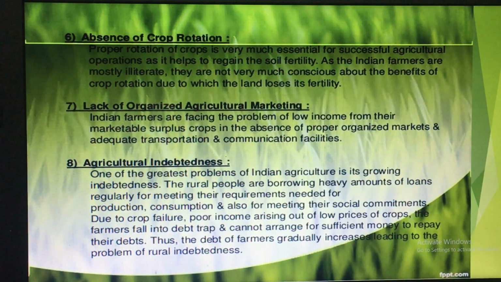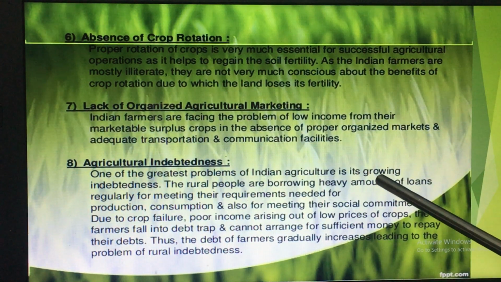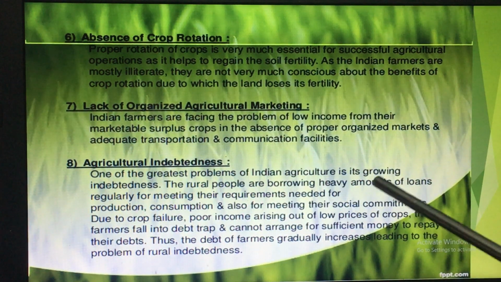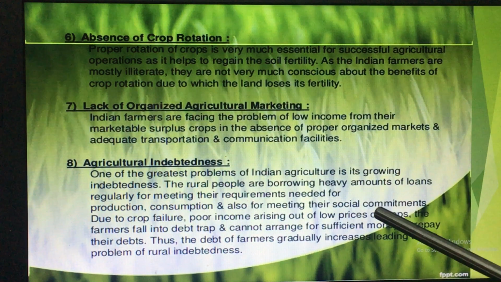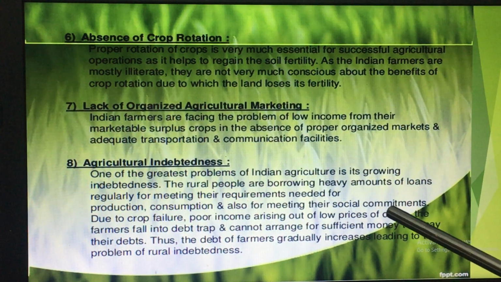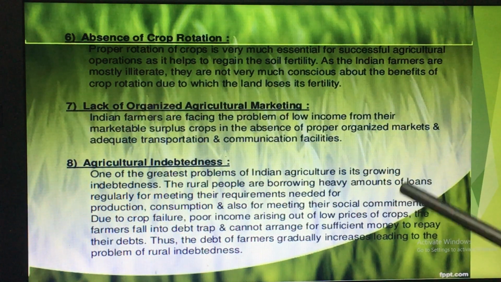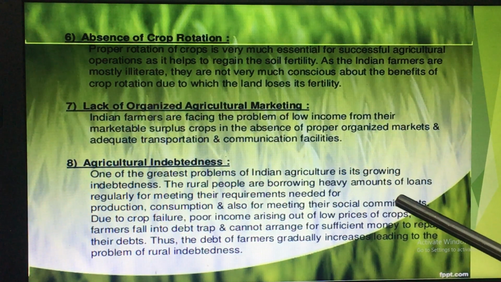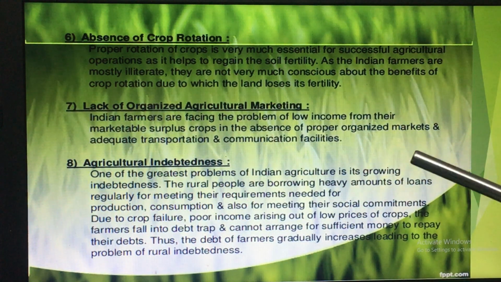Now the next is agricultural indebtedness. One of the greatest problems of Indian agriculture is its growing indebtedness. The rural people are regularly borrowing a heavy amount of loan for meeting their requirements for production, consumption, and also for meeting their social commitments. Thus the debt passes from generation to generation.